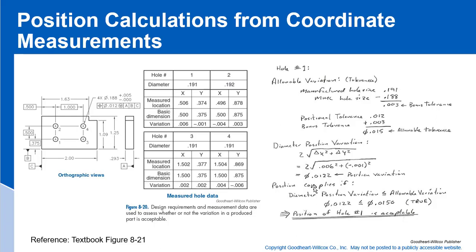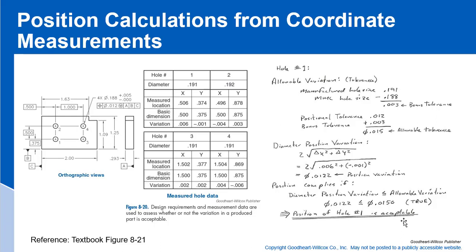Okay, so now we know if the position is going to comply with the tolerance. The manufactured part is going to comply with the tolerance if the diameter position variation is less than the allowable variation. So in this case, my diameter position variation, that's this number right here, 12.2 thousandths, is indeed less than or equal to 15 thousandths. That is true, so therefore the position of hole number 1 is acceptable.